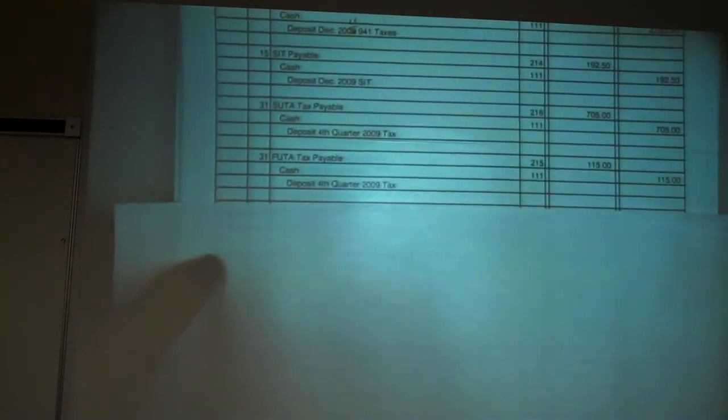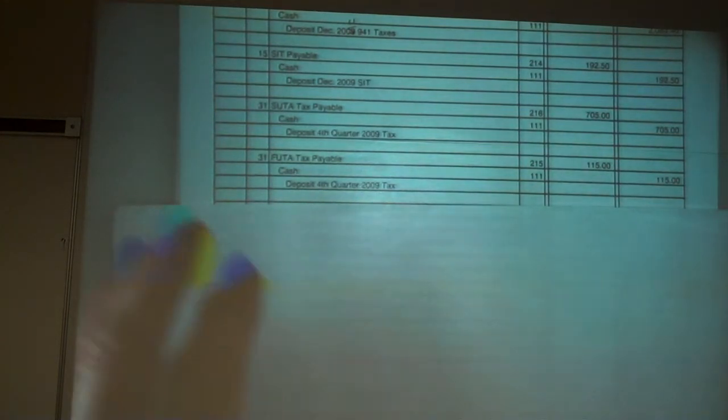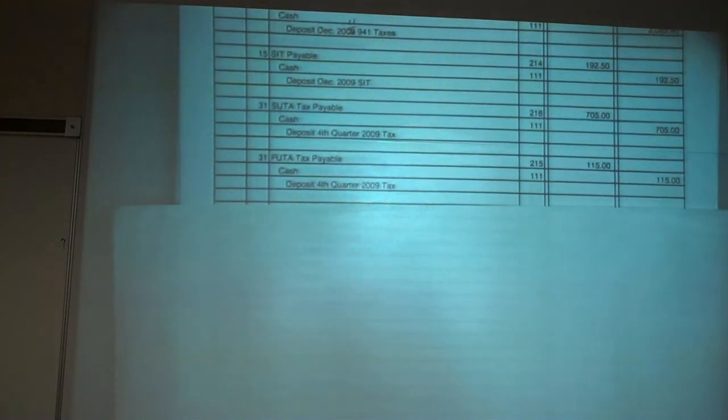Should be 115. I hope you're skipping a line in between the transactions, are you? Federal unemployment tax payable, 115, and then cash is our credit for 115. Deposit fourth quarter 2011 tax was my description. Now you still have to go back and post those, but I want us to get to the next instruction.